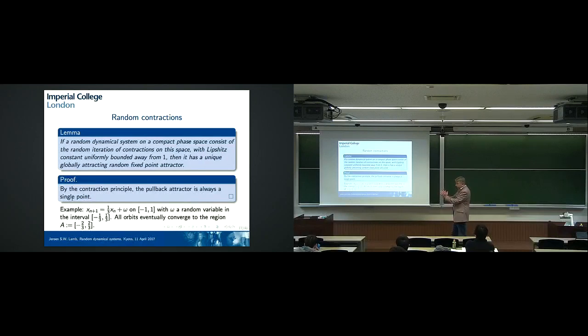This point will in fact be random, because you can always have an extra omega, which is in minus a third to a third. It can go anywhere, but it will not go outside. It's a random fixed point vector because all points get affected.